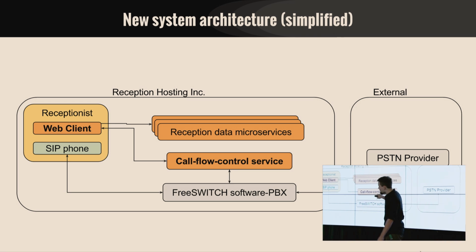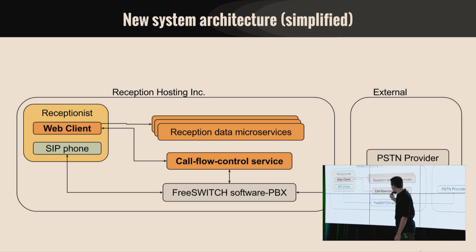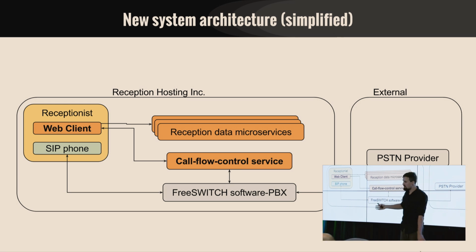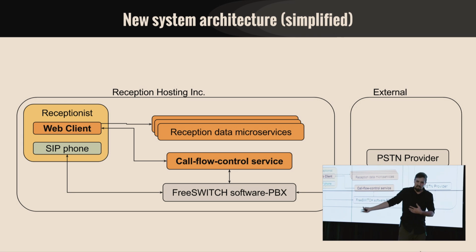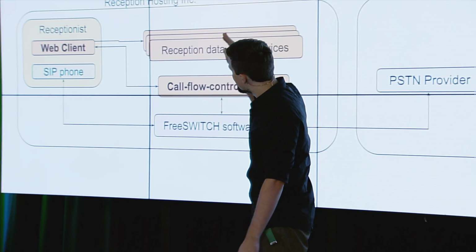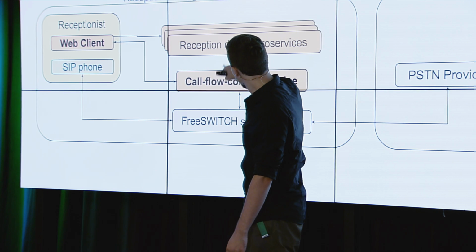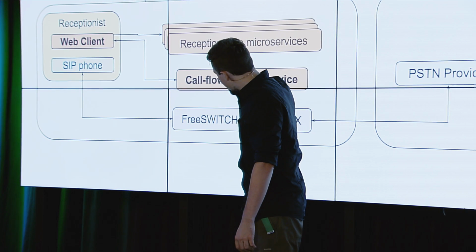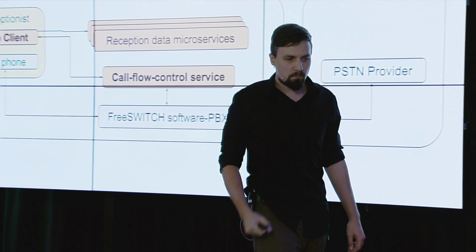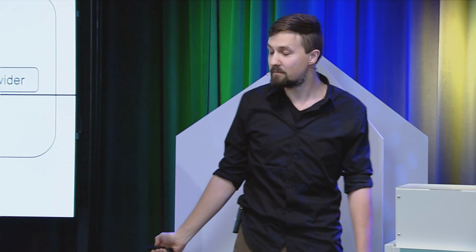This is event-driven. So events will emit from this software PBX onto the call flow service, which will then translate it, put it into the web client, make logic decisions based on it, detect phone state, stuff like that. Every time a receptionist wants to pick up a call, they need to proxy it through this call flow control service, and the call flow control service will then send it to the SIP phone. All right, basic overview. Yes, live demo.